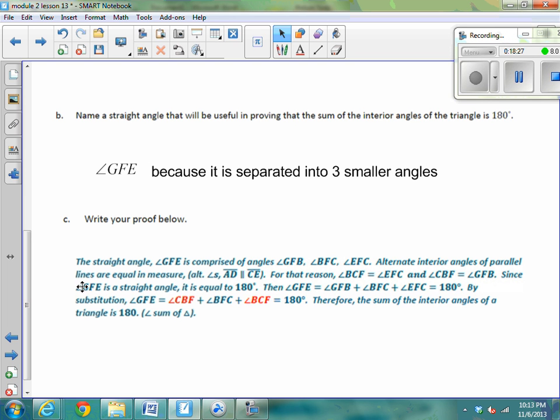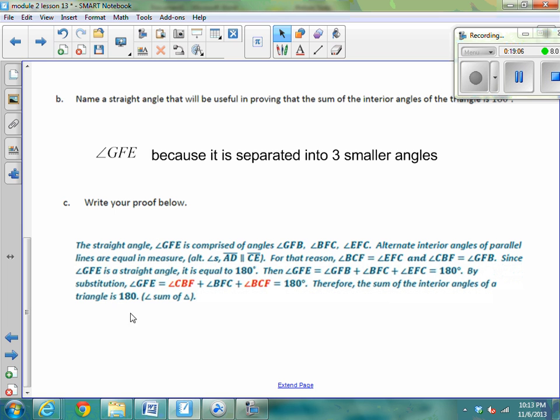And since GFE is a straight angle, it's equal to 180 degrees. So therefore, angle GFE is equal to angle GFB, use your finger to follow the letters, angle BFC, and angle EFC equals 180 degrees. And then you can substitute. For GFB, you can substitute CBF. And for EFC, you can substitute BCF. Therefore, the sum of the interior angles of a triangle is 180 degrees.